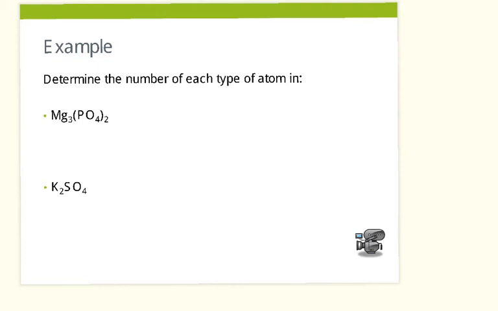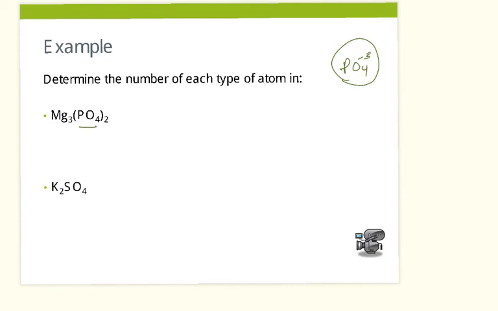So when I see PO4 here in the first example, I learned to recognize it as PO4 with a -3 charge, which is the phosphate ion, and it comes as 1 unit. So here, since I have parentheses around the phosphate and a 2 on the outside, it's saying that for every 2 phosphates, I have 3 magnesiums.